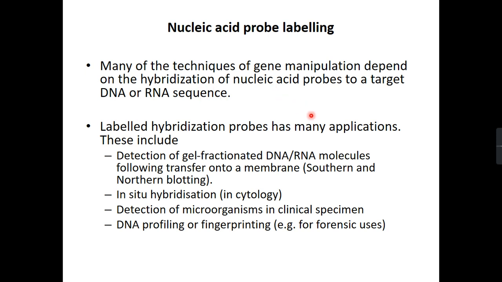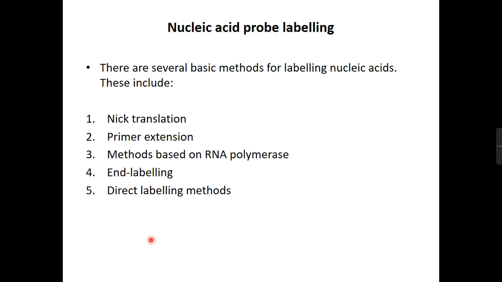Here are a few of the applications. Detection of DNA or RNA molecules can also be used in in situ hybridization, in the detection of microorganisms in clinical specimens, and in DNA profiling, that's DNA fingerprinting. And here are some of the methods that we use in developing nucleic acid probes. We have 1. Nick translation, 2. Primer extension, 3. Methods based on RNA polymerase, 4. End labeling, and 5. Direct labeling methods. Today we'll be looking at 1 and 2, Nick translation and primer extension.